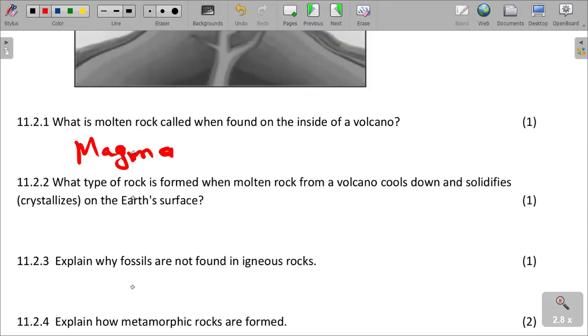And then, what type of rock is formed when the molten rock from a volcano cools down and solidifies, the crystallization on Earth's surface? It forms igneous rocks. It is an igneous rock that is formed there.